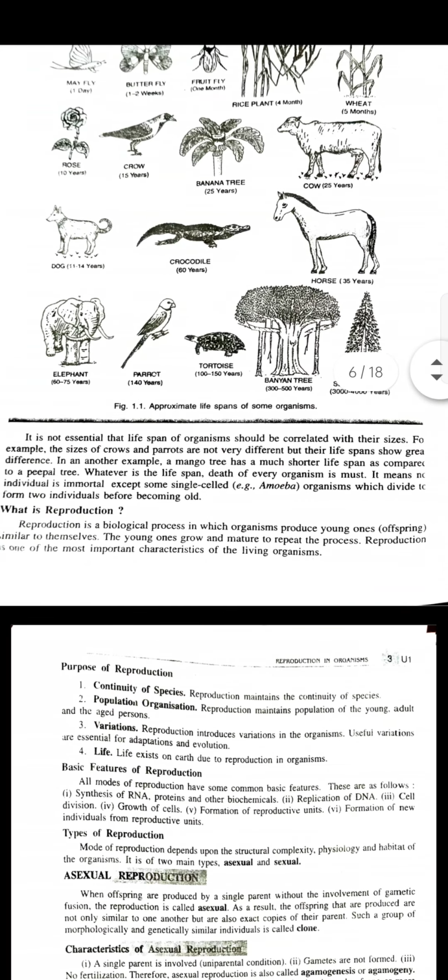Next, they are saying that it is not essential that the lifespan of an organism should be correlated with the size. For example, we can just check the size of the crow and the parrot. They are not very different from one another. But the lifespan, they show a great difference.